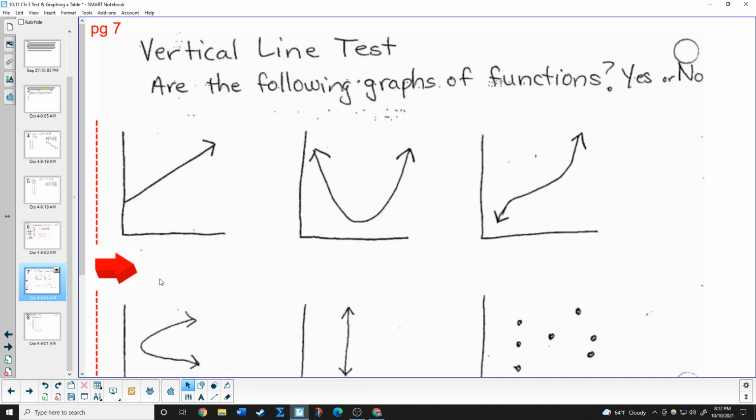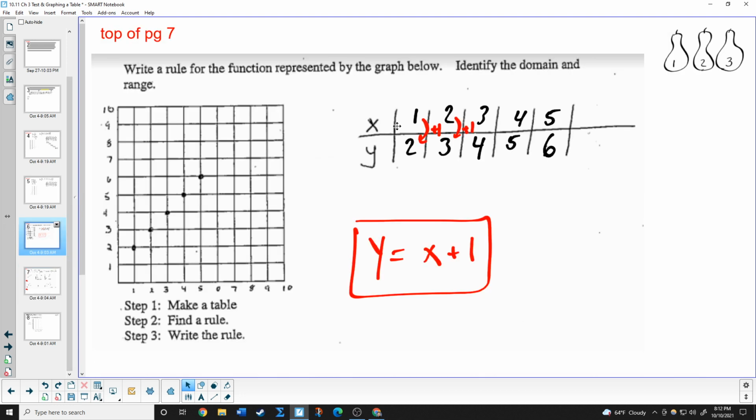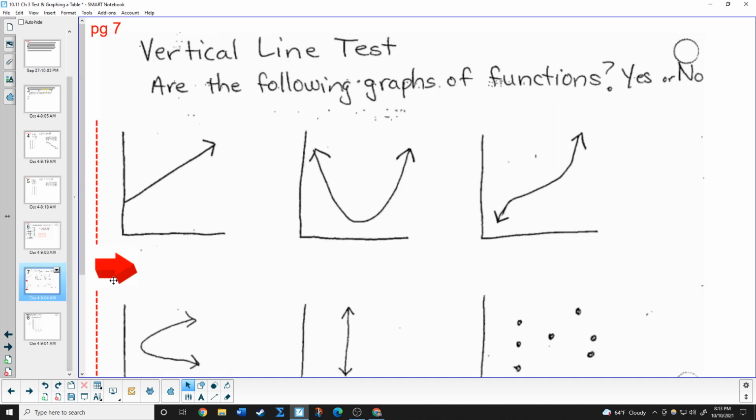All right, let's check the bottom of page 7. This is where we're going to use the vertical line test to tell if a given graph is a function. If you remember last time, we said that a function was a set of ordered pairs, or a relation, where the x values do not repeat. So in this case, 1, 2, 3, 4, 5, this is a function, right? When looking at a graph, we use the vertical line test essentially to test the same thing.